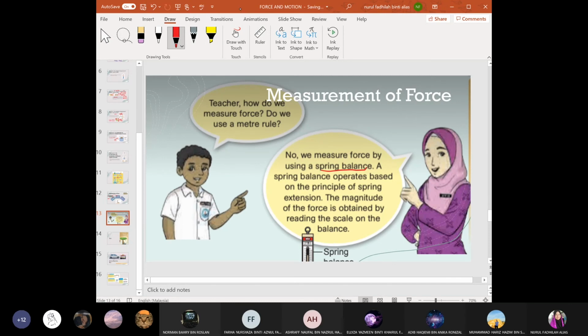Okay. So here the teacher says the magnitude. Remember the word magnitude? Again, what is magnitude? Quantity. Quantity or value. Quantity nilai, value. Okay? Magnitude to value. The value of the force. Seolah-olah cakap macam tu. The magnitude of the force is obtained by reading the scale on the balance. Okay, so that is a diagram of balance force.